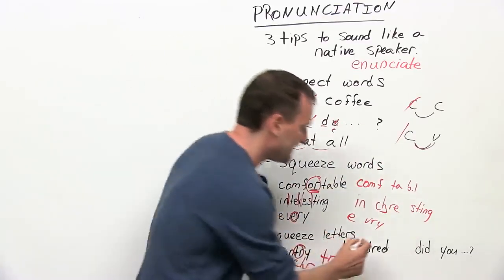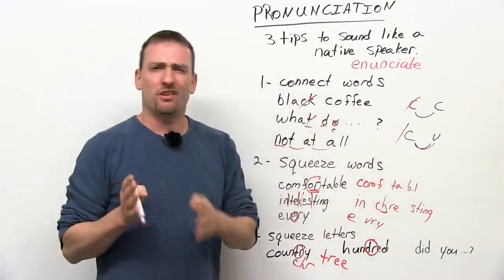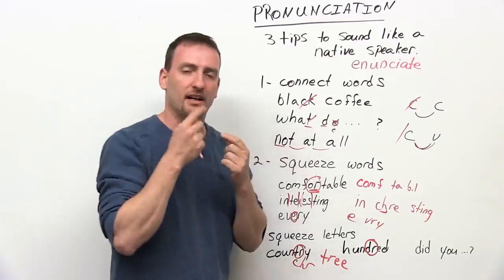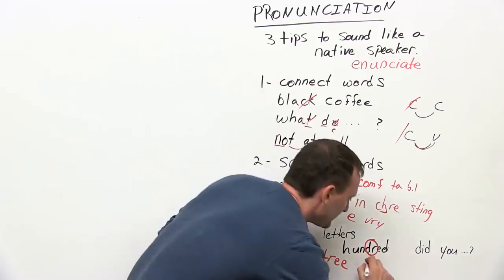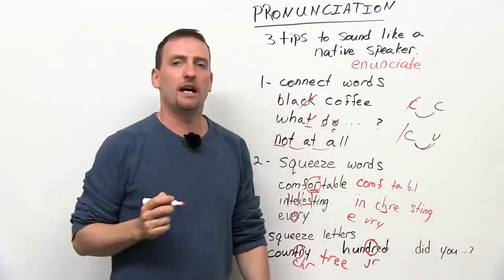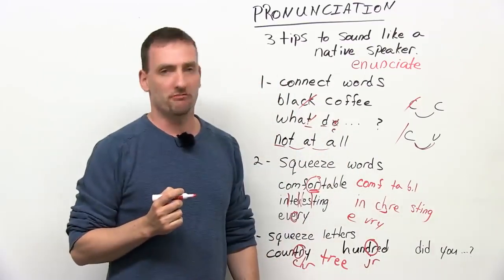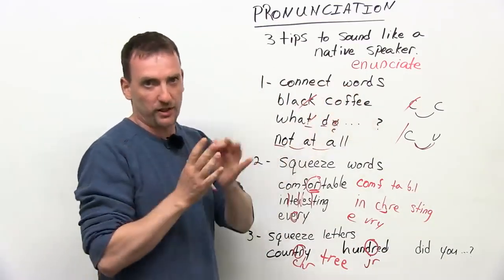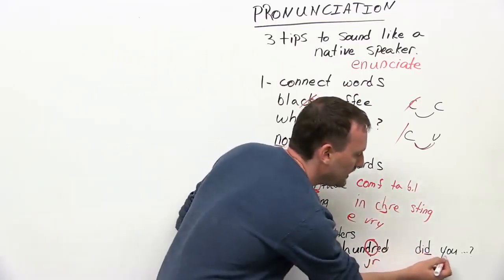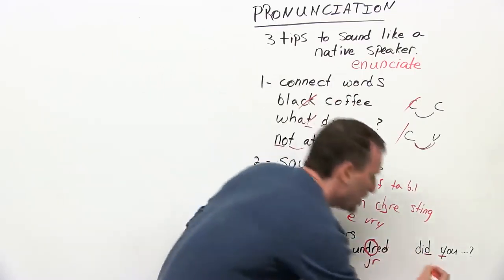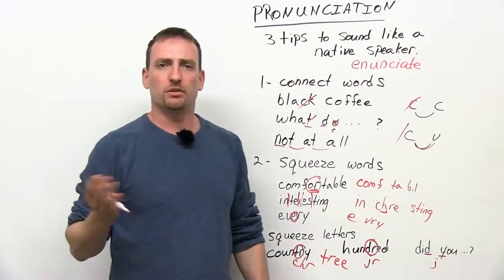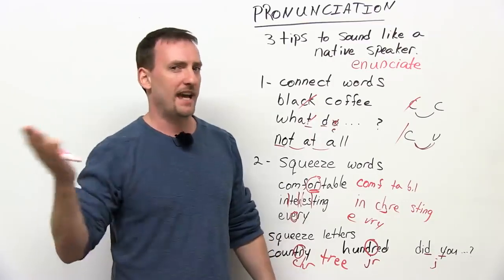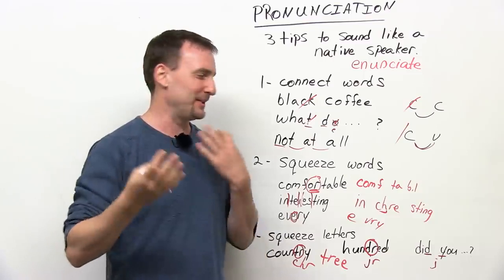Okay? Another one is DR. DR also doesn't really sound like DR. We don't say dr. Okay? It's too difficult for the tongue to make the quick switch. So this sounds like JR. Now, this goes with the first idea when you're connecting words, but when you're connecting words and you have a D and a Y together, it becomes like a J sound. Did you? Did you do it? Did you do what I asked? Okay, so we say it like that.